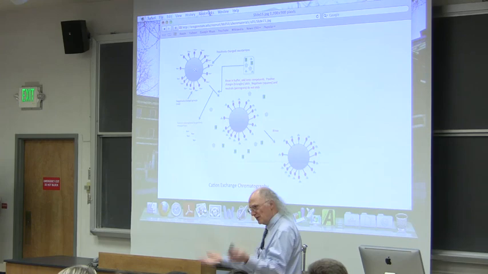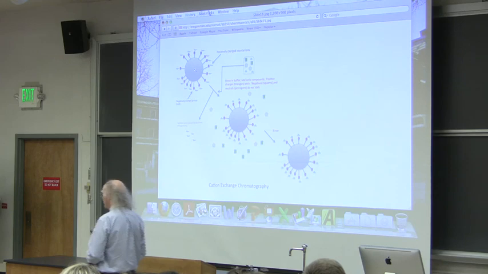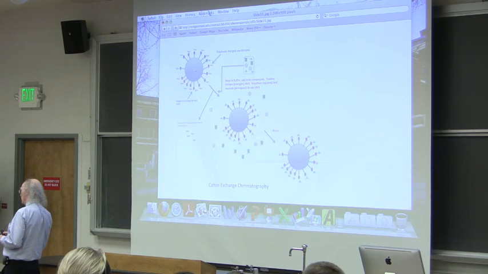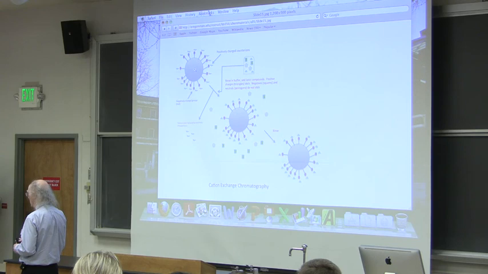I don't know. Yeah? How do you separate the protein from the cations or anions? How do I separate it from the beads? You just purify the proteins using them. But how do you separate this charged compound from the proteins? I'm not sure I understand.